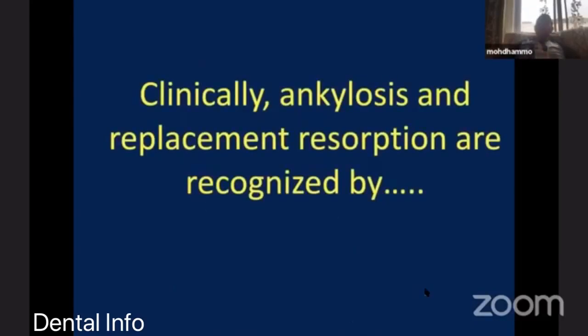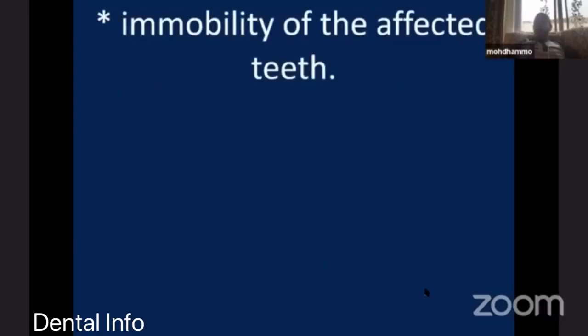How do we know we have ankylosis? Ankylosis and replacement resorption are recognized, first, when we check the tooth, by the immobility of the tooth. The tooth is like a rock. There is no periodontal ligament, so the tooth is immobile.